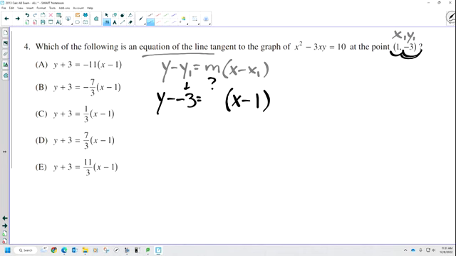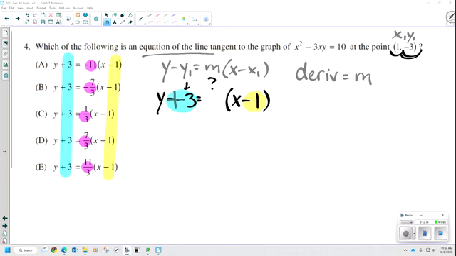Now, what happens when I subtract a negative? It turns to a positive. So I've got y plus 3 equals some slope times x minus 1. Look at all of our answers. These are all plus 3s. These are all -1s. So guess what they're really testing us on? All of these slopes are different. Derivative, as we stated earlier, is where I get my slope. So this question is really just testing you on taking the derivative of this.